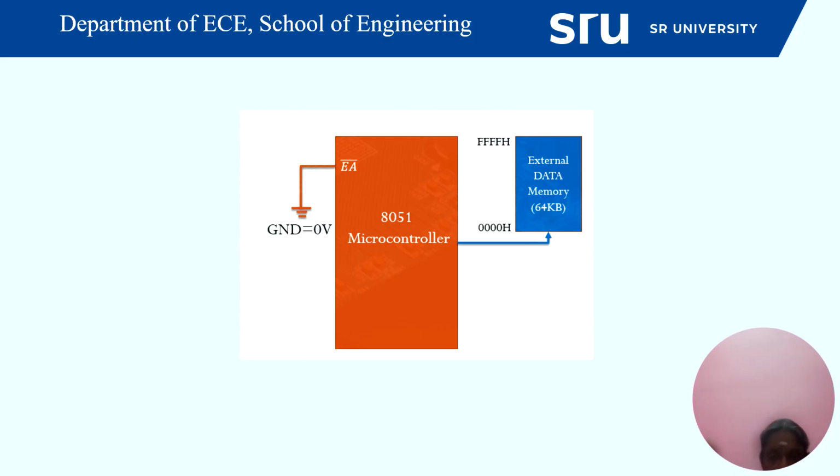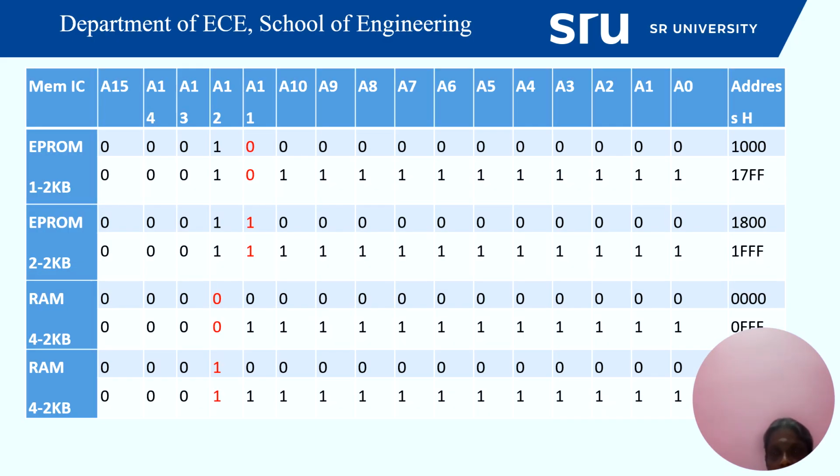And next one, for the RAM chip, no need to have any confusion. It is easy. When it is 0, it is full external memory, so external memory of 64 kilobyte. The address starts from 0000H and ends at FFFFH. That's all. If it is 1, both will be used, internal as well as external. And then coming to the designing.